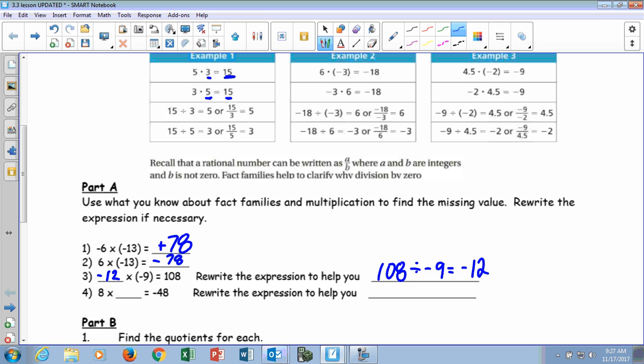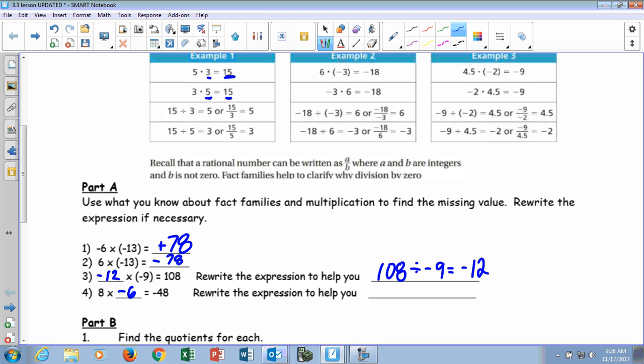All right, so in number 4, our missing number, we have 8 times some number gives you -48. Is this number going to be positive or negative? Philip? Negative, because a positive times a negative number has to be negative. So the missing number should be, Isabel? Yep, -6. Because we already said it was negative, and we know 8 times 6 is 48. So 8 times -6 would have to be -48.